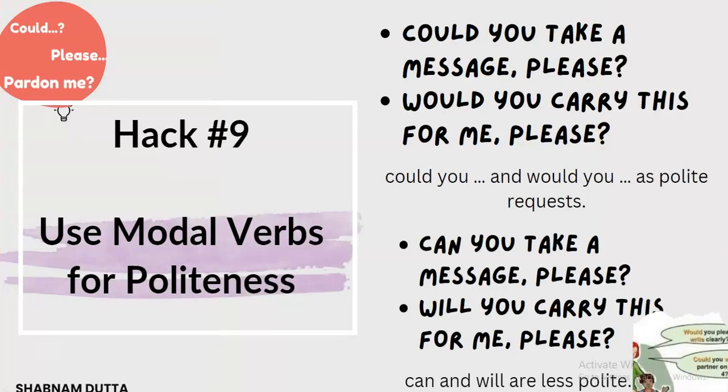In our 9th hack, we'll see how modal verbs enhance politeness in requests. For example, could you please help me? Here, please help me is already a request. However, adding could you is adding the flavor of politeness to it. So, using could, would or might makes requests more polite and courteous.